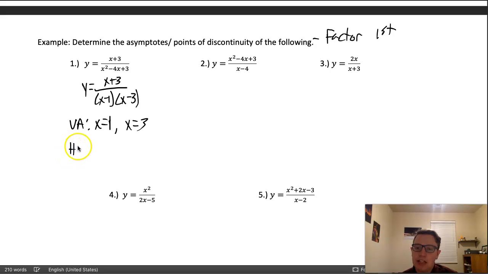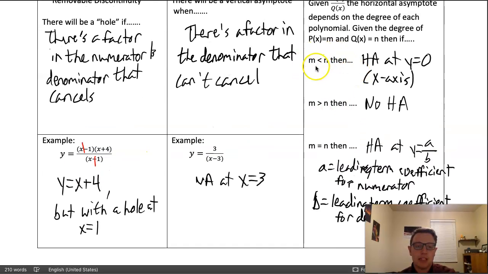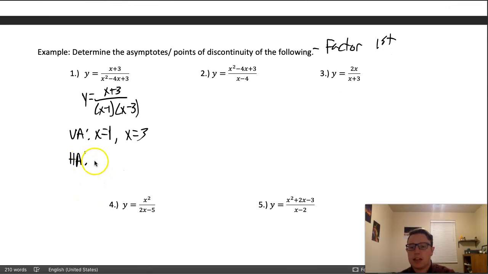The last thing we need are the horizontal asymptotes. How do we determine horizontal asymptotes? We'll look at the degree in the top and the bottom. The degree in the top is smaller than the degree in the bottom. Our table tells us that when the degree in the bottom is larger than the degree in the top, we have a horizontal asymptote at y is equal to 0. So let's put that in. We have a horizontal asymptote at y is equal to 0.